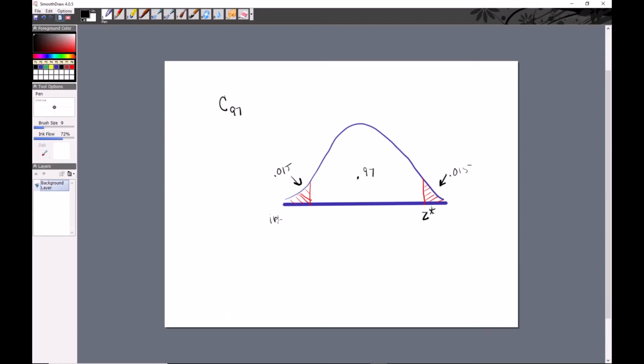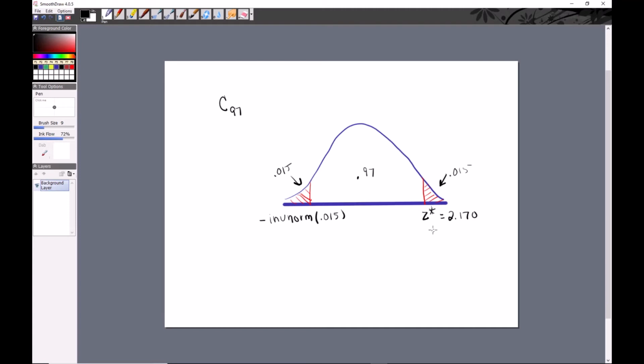This is inverse norm, 0.015. And we'll just take the opposite of that, and that'll give you your z star, which is, I believe, 2.170. And there you go. You just do that in your calculator.